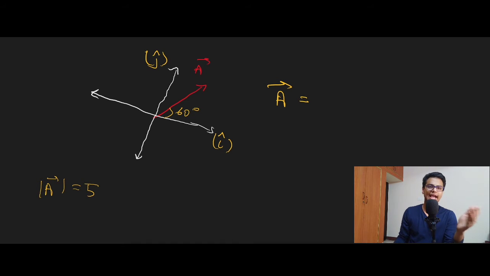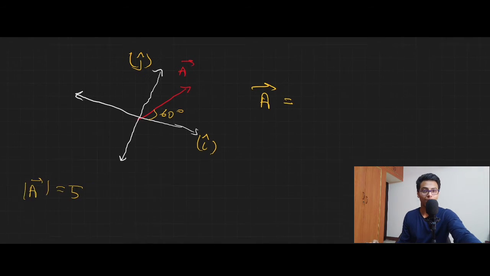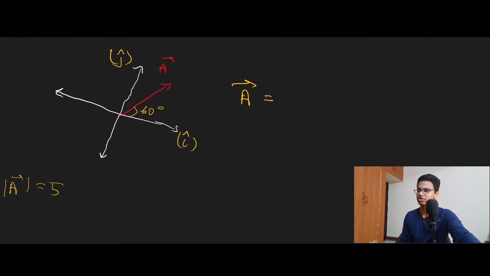What was standard form? A I cap plus B J cap, and you get it, right? That was the standard form. So we need to write this in the standard form. To write it in the standard form, again, we're going to follow the same procedure. We're going to take a torch and shoot parallel beams of light on it.